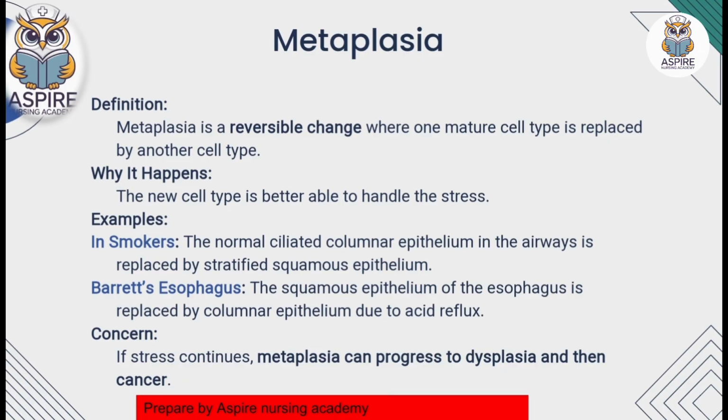Examples: in smokers, the airway's delicate columnar epithelium is replaced by tougher squamous cells. In Barrett's esophagus, acid reflux causes squamous cells to be replaced with columnar cells. The danger? If this stress continues, metaplasia can turn into dysplasia and eventually cancer. So yes, metaplasia is reversible, but it's also a warning sign.